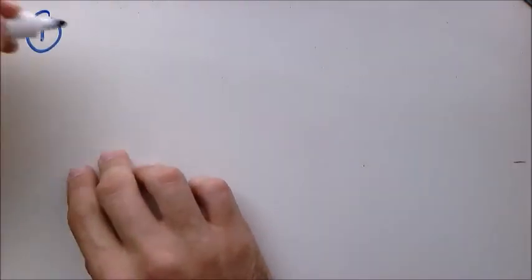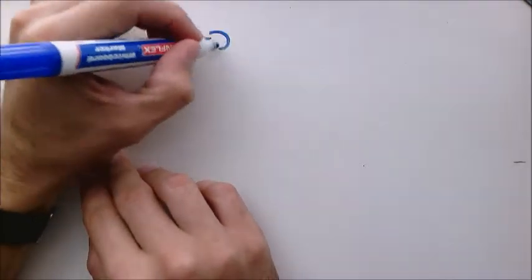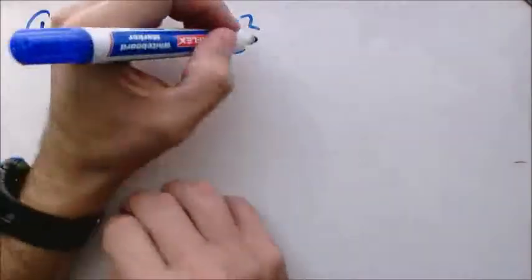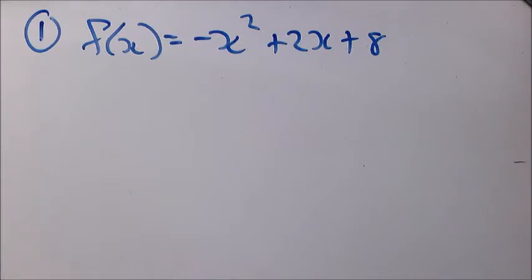Okay, so let's talk through a few examples. I'm working from exercise 7, number 1. Determine the derivative of each of the following functions at the given points. And then they give you 3 coordinate points. The function looks like this: f(x) equals negative x squared plus 2x plus 8. Now they give us various coordinates.